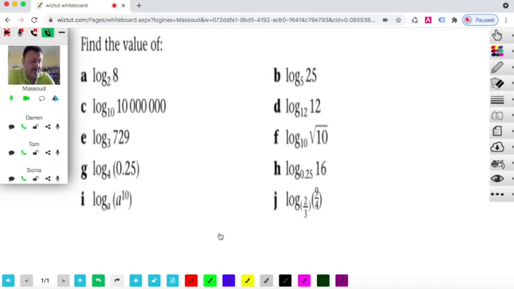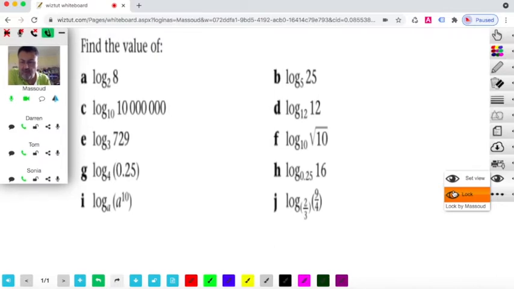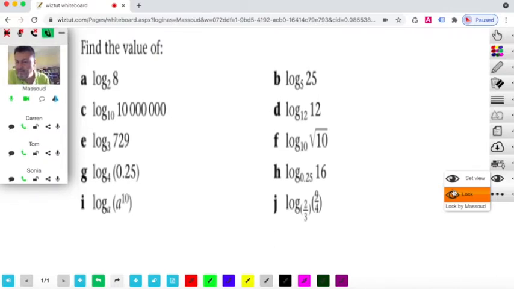So we have a log of... are you all locked to me, guys? Okay, all right.